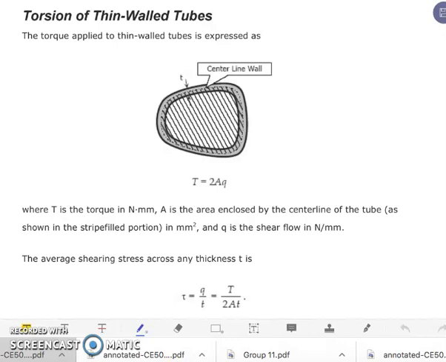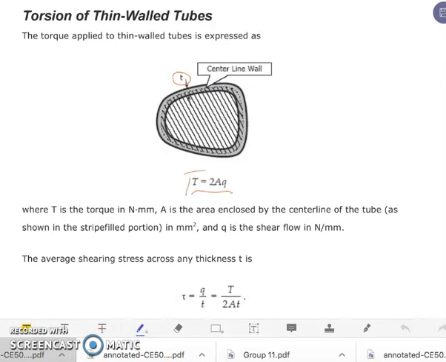Our topic is on torsion of thin-walled tube. The torque applied to a thin-walled tube can be expressed as torque T is equal to 2 times the area times q. You have to take note that we have here the illustration for a thin-walled tube. So we have the center line wall, and you have the thickness denoted by small letter t to represent our thickness.